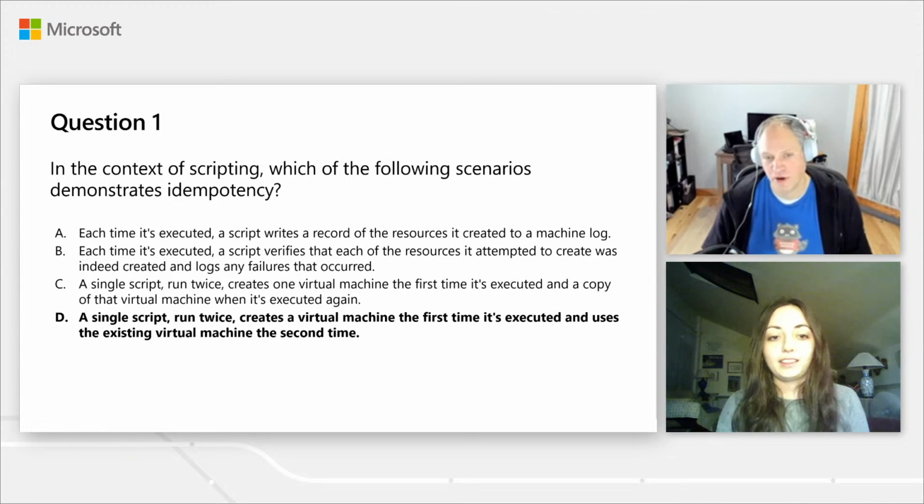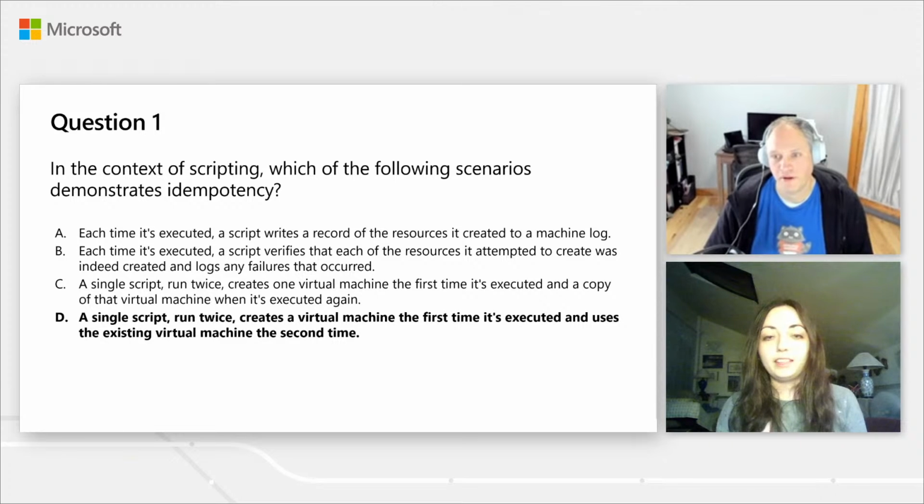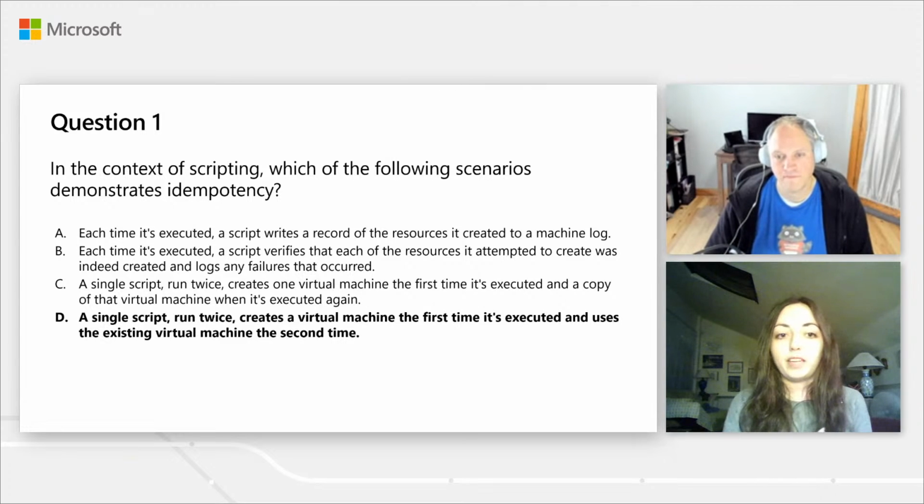What do you feel about that one? Each time an idempotent script is called, it will have the same effects on the system. This means that the first time we create a virtual machine and then we use the existing virtual machine. So I think that this is the correct answer.